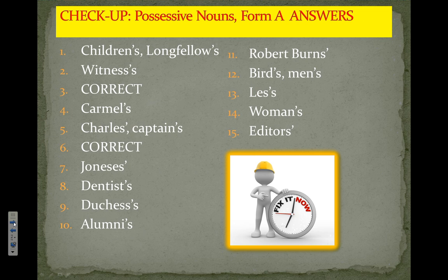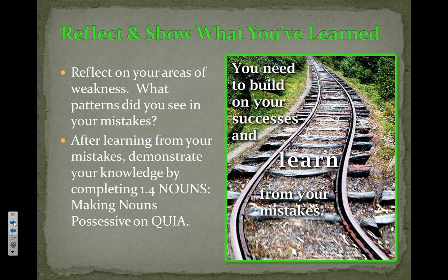Tally up your mistakes. Take a look and see if you can find any patterns or commonalities in the ones that you missed. That can be very informative. It's always good when we do these exercises to really reflect on where your problem areas were. What patterns did you see in your mistakes? And when you learn from your mistakes, now you are ready to demonstrate your knowledge by completing 1.4 nouns, making nouns possessive on QIA. So you're going to go to QIA and show me that you can do this.